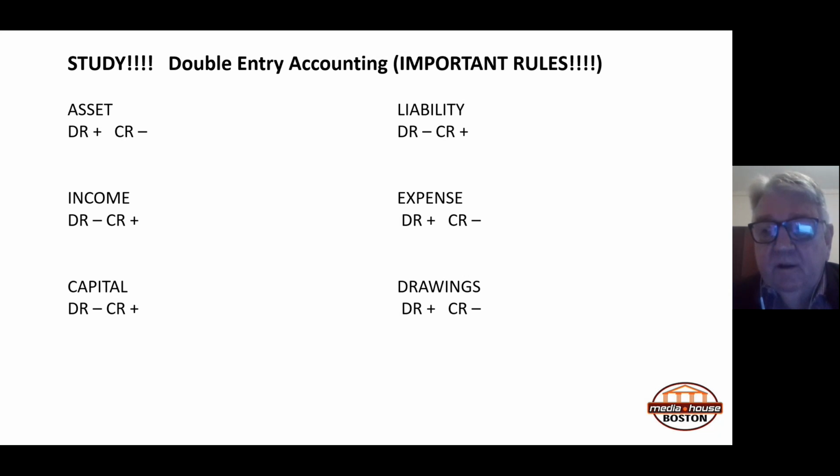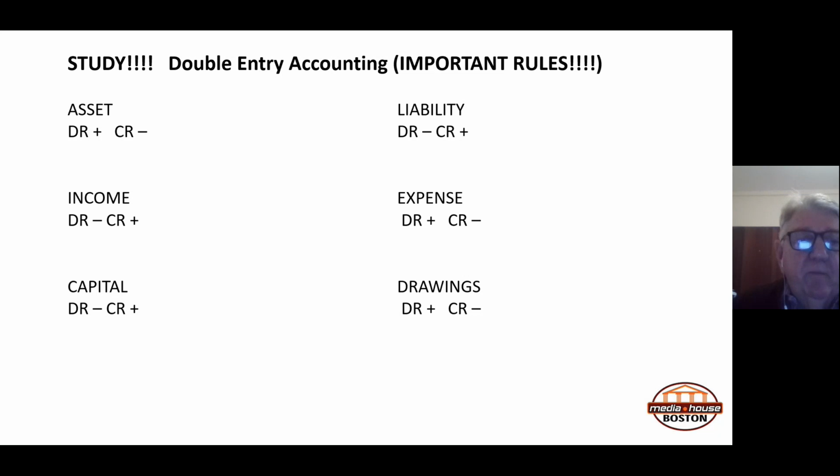Okay, let us recap on the rules of double entry accounting. Remember, for every debit, there must be a credit, and vice versa. For every credit, there must be a debit. Okay, so let's have a look. Our assets, when we debit them, they increase. So in my T account, if I debit it here, it means it increases.